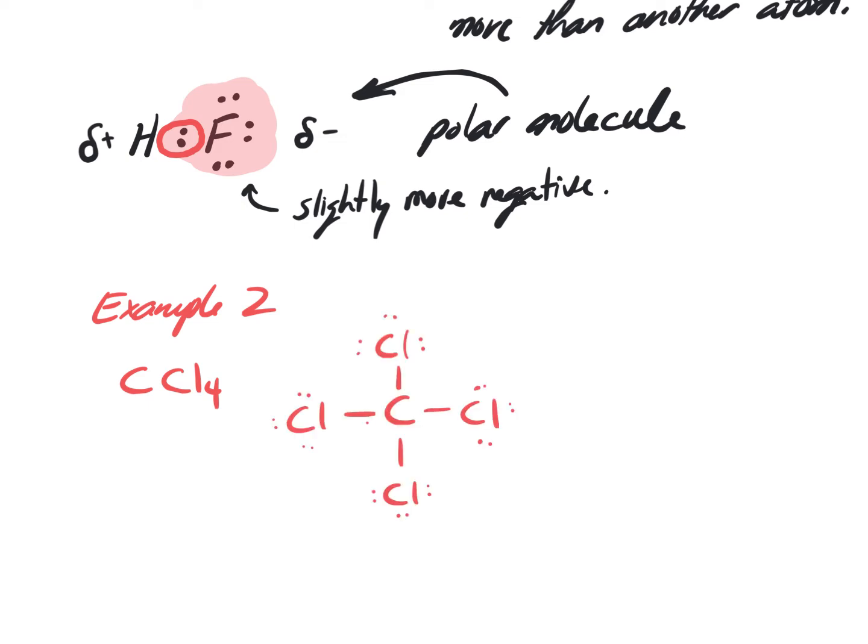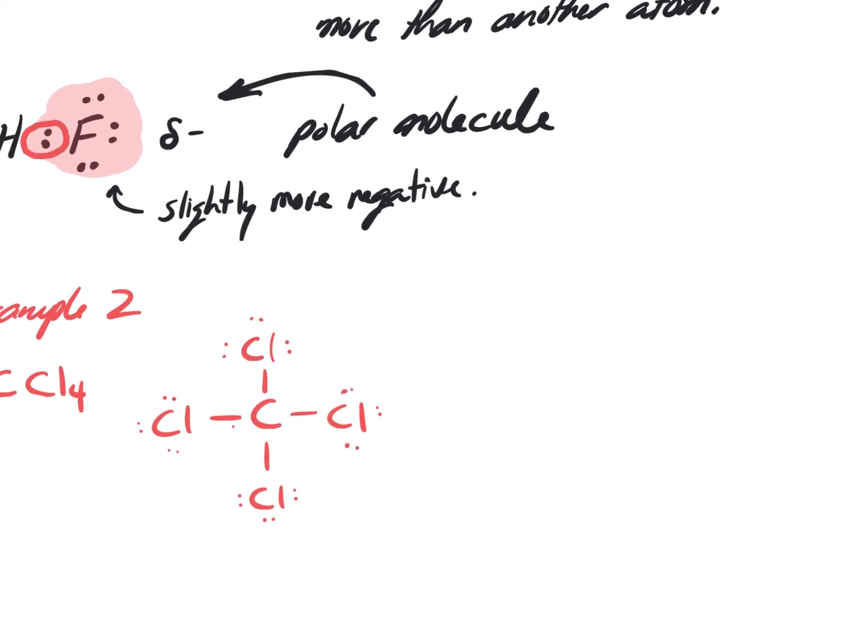This is our Lewis dot structure for carbon tetrachloride, and you will probably recognize this to be a tetrahedral structure. So if this was my carbon, and this is chlorine, and this is chlorine, and then I have a chlorine coming out of the page and a chlorine behind the page. These would be my chlorines, and this would be my carbon.